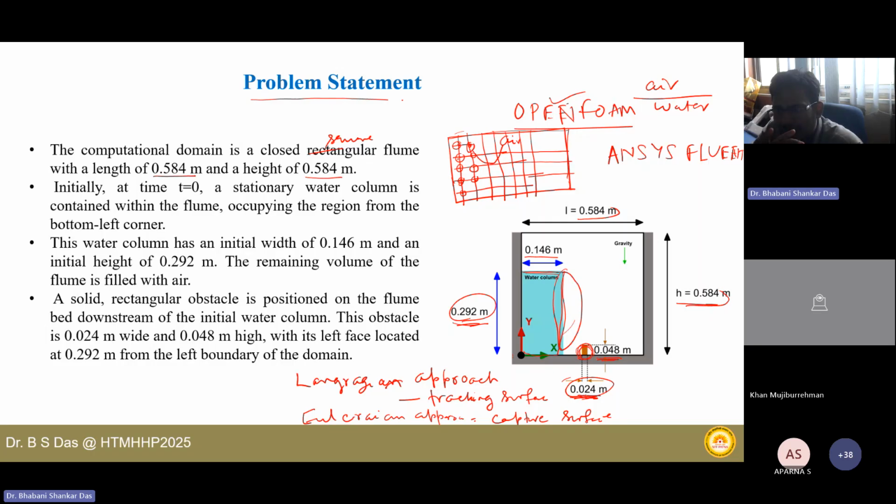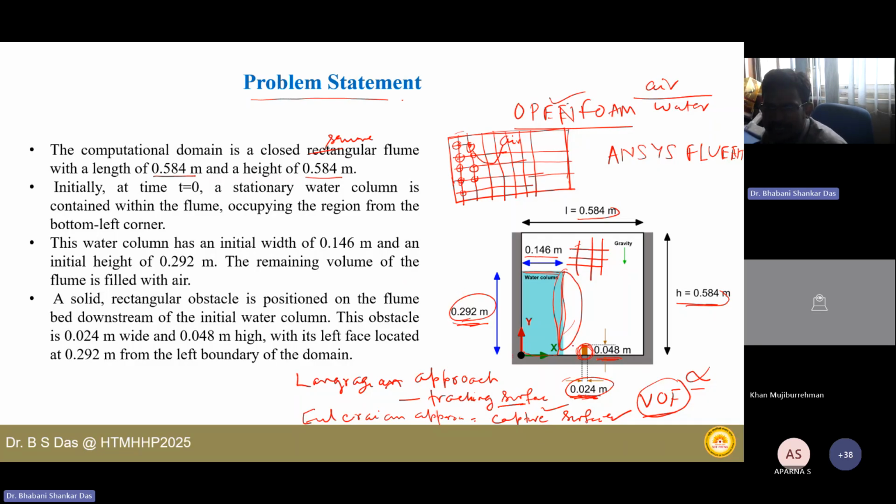We have to capture it, and it is difficult to track if there is no mesh inside the air part. Generally, when you develop a mesh, we develop the mesh only in the domain of interest, but tracking the surface is a little more difficult than capturing the surface. For capturing the surface, the volume of fluid approach is there. There is some factor like alpha, we'll discuss it in the next slides. So we'll follow the capturing surface approach for solving this dam break problem.